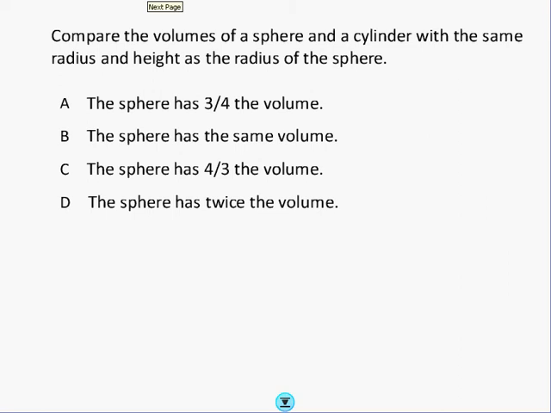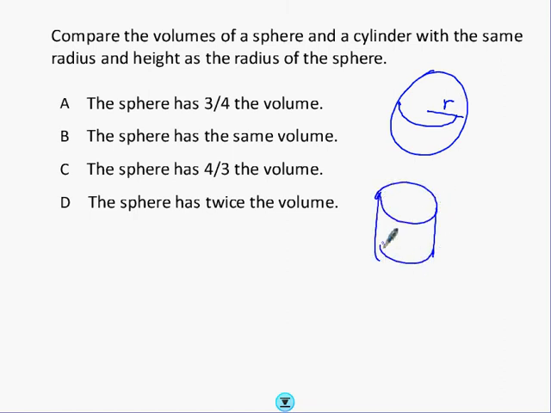Finally, compare the volumes of a sphere and a cylinder with the same radius and height as the radius of the sphere. So the sphere has a radius of r. Well, I'm calling it r. If you would like, you could actually choose a number. And then I'm going to compare that with a cylinder whose radius is r and whose height is also r. So we have to compare the volumes of these.